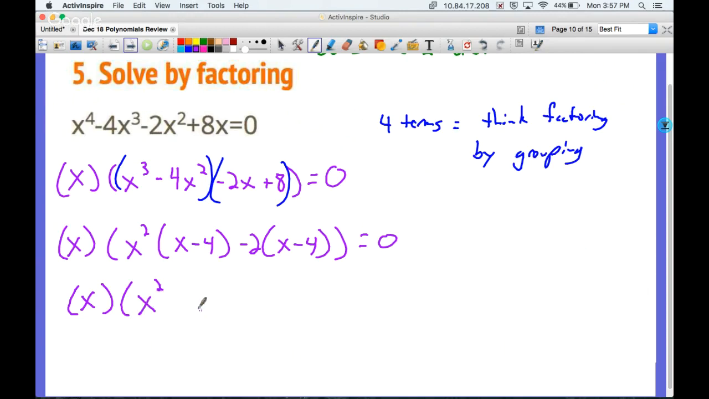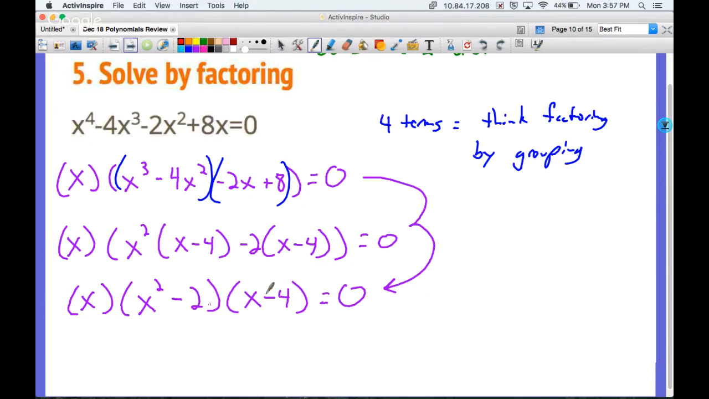And if you go on Khan Academy, they have a great video about how factoring by grouping works. If you're struggling with this step here, going from here to here to here, I highly recommend that. Check it out. It's one of the things I assigned. So just look up factoring by grouping and you'll find it.